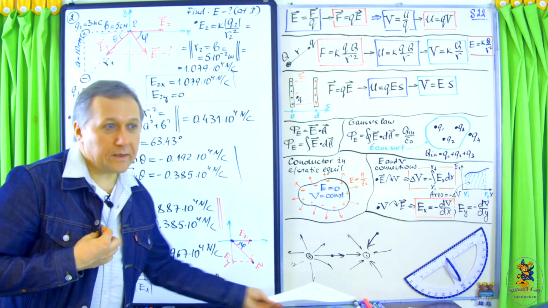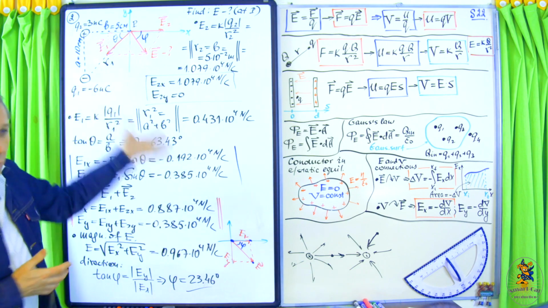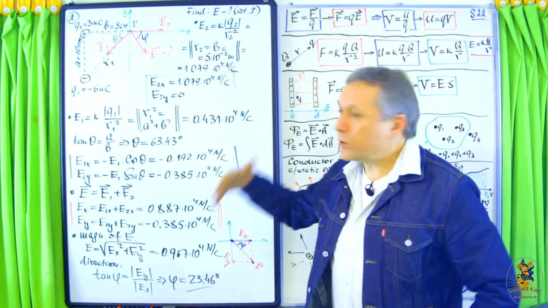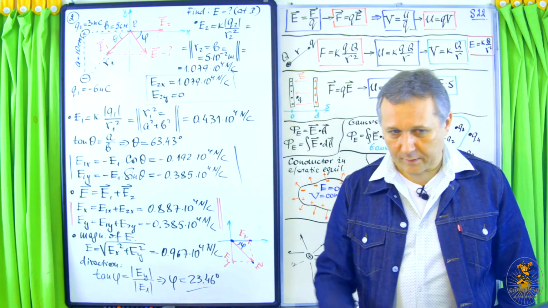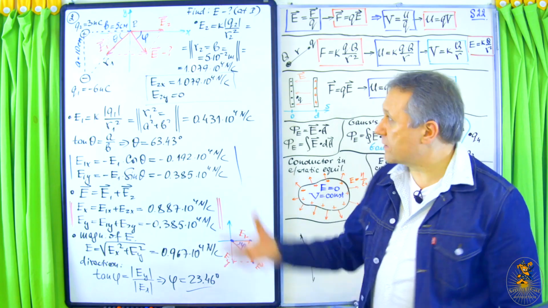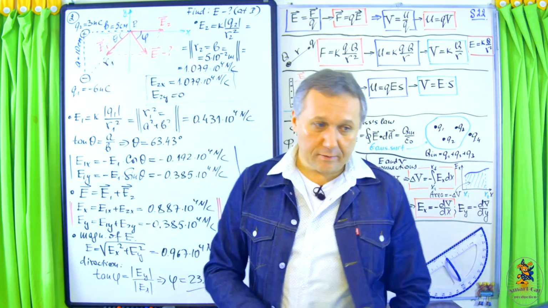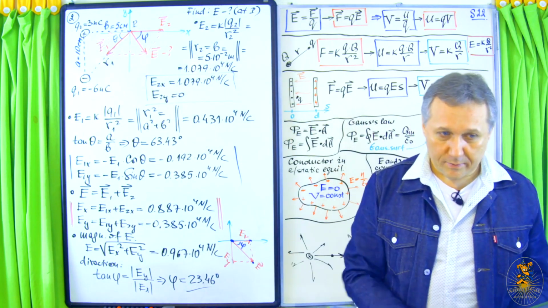So again, the major goal of problems like this at the very beginning of the semester is just to review how to work with vectors, right? Because there's not much physics here. This charge creates an electric field, this charge creates an electric field, two vectors, add them up, and that's it, right?